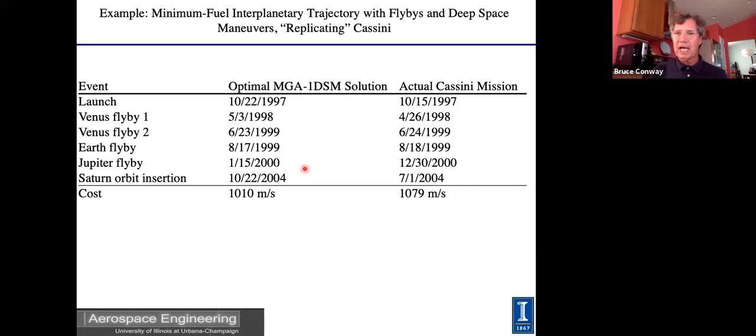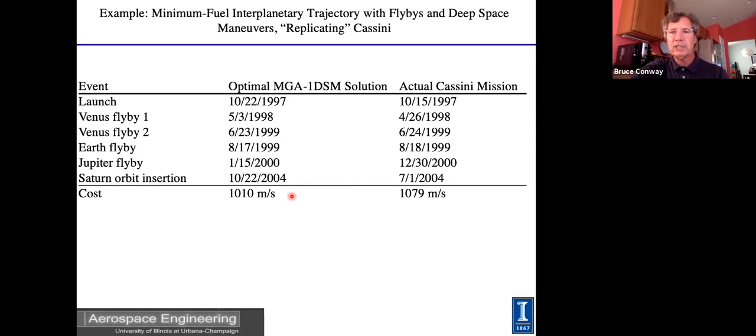There's a reason for this. It's not the fault of our optimizer. The actual Cassini mission had a suboptimal requirement that when it arrived at Saturn, it did a close flyby of one of the moons. I think it was Titan, which was not necessary to minimizing the propellant use, but it had a scientific purpose. But we didn't include that in our analysis. So up to that point of the Jupiter flyby, things are pretty close. And then the Saturn orbit insertion is different because we didn't include that constraint.